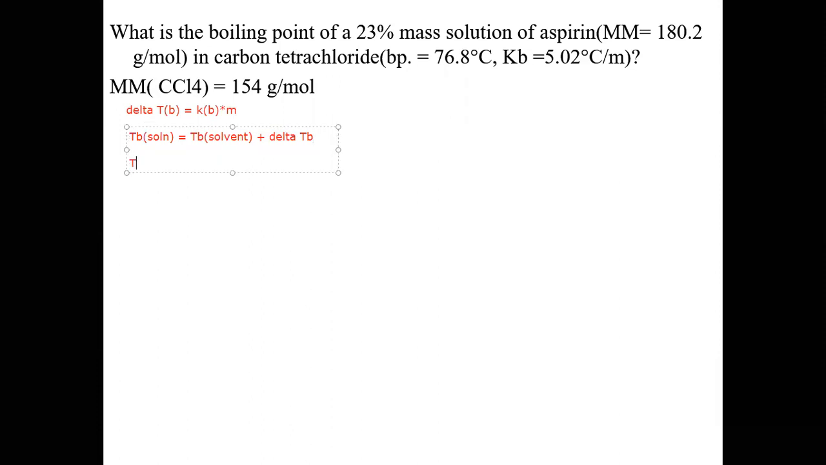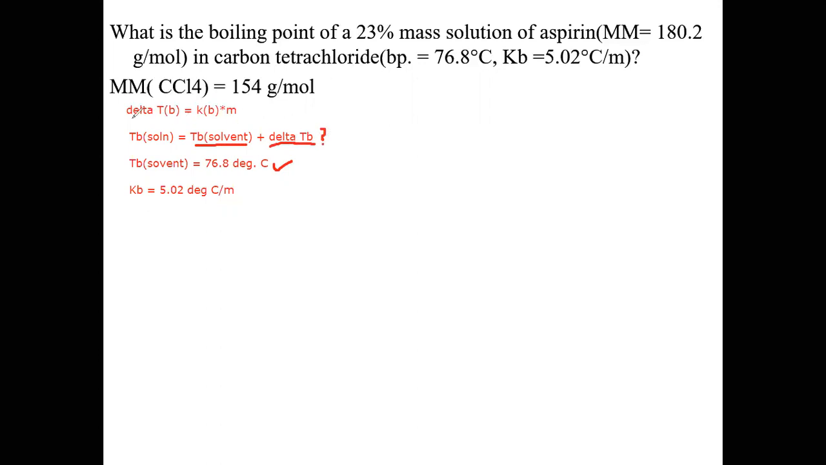So it gives us the boiling point of the solvent, which is 76.8 degrees Celsius. And it gives us the KB. Again, the KB comes from a chart, 5.02 degrees Celsius per mole. So in order to determine the boiling point of the solution, we need to know the boiling point of the pure solvent, which we have, so we can check that off. And we need to know the delta, the change in the boiling point, which we don't know. That's our question mark.